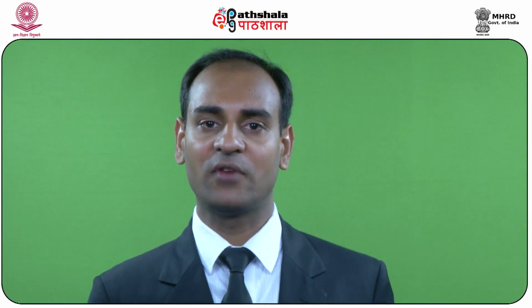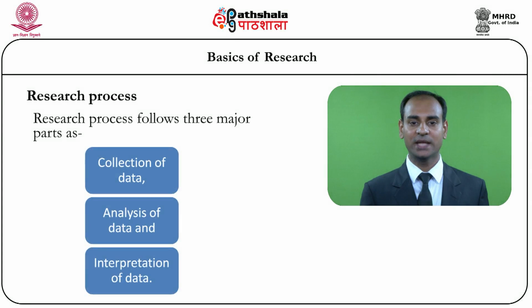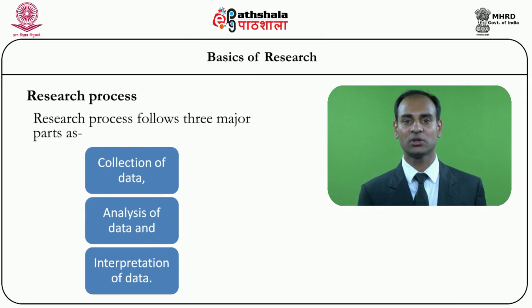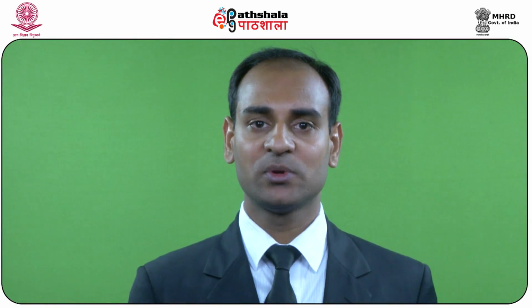After this classification of research on the basis of objectives comes the research process. The research process contains three major steps. The first part is the collection of data, second is analysis of data, and third is the interpretation of data. In all these three stages, the researcher requires skilled analytical methods for collection, analysis, and interpretation of data. With this process, the researcher's interest in research is to know about its importance.